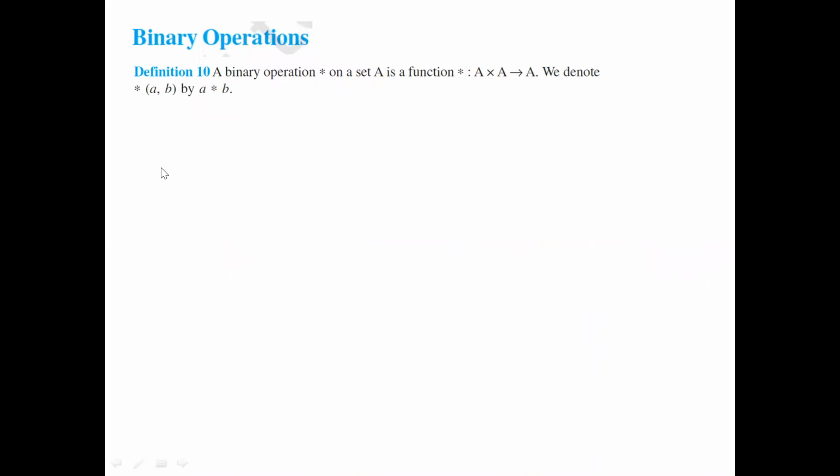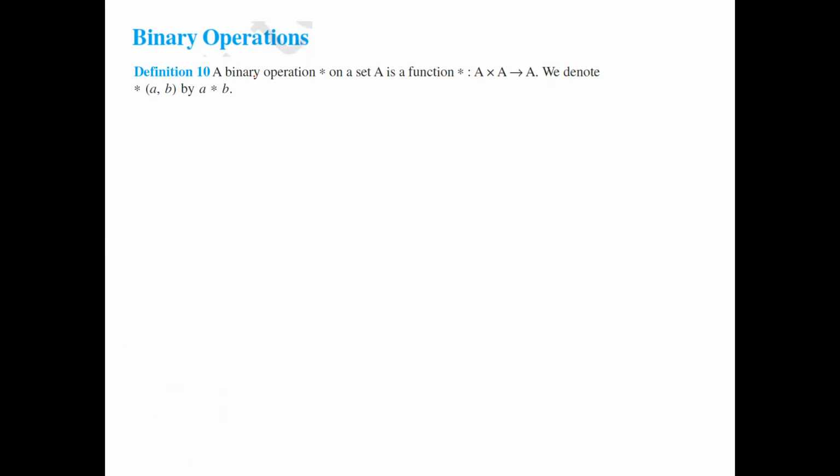Now we'll come to the binary operation. What do you mean by binary? In general, binary means 2 elements. In computer language, normally we call binary 0 and 1. But in mathematics, binary means 2 elements. When we take the operation, you get the result as only 1 element.